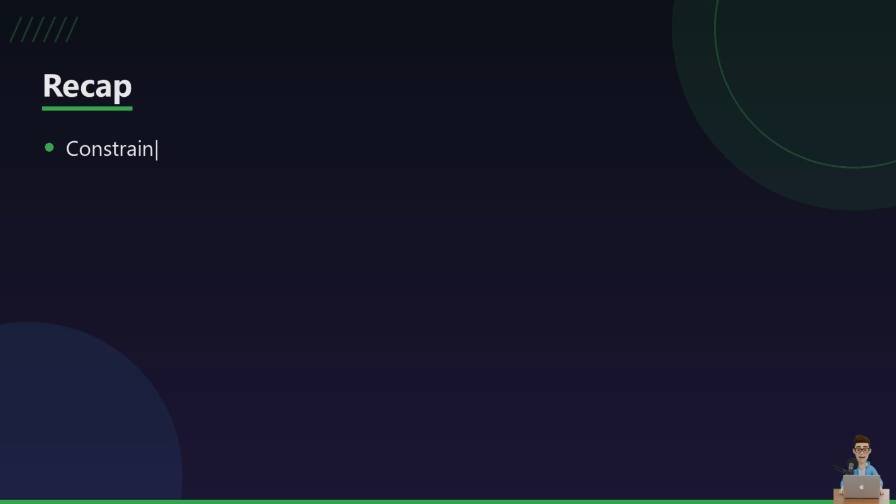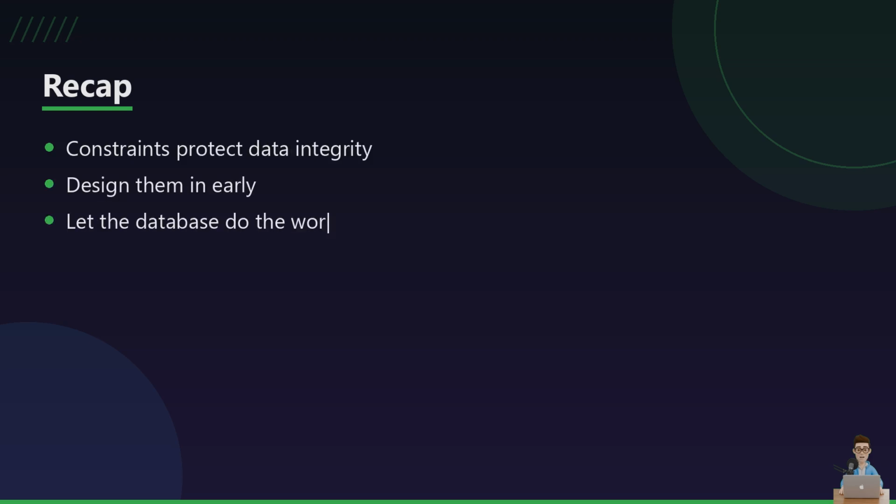Alright, quick recap. Constraints are rules the database enforces so bad data never even makes it in. Not null, unique, primary key and foreign key each guard a different promise, and you should bake them into your schema during design, not bolt them on after the mess. Let the database carry this weight for you. That's what it's best at.